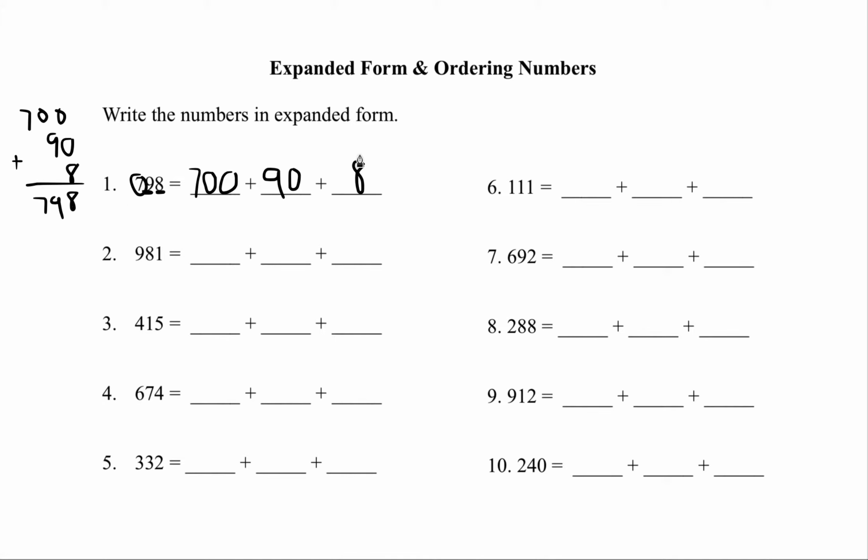Let's do number 3 together. So let's look at the ones value. There's 5 ones, so we're going to put 5 here. 1 ten. 1 ten's value, so we're going to just put 10. And there's 4 hundreds, so we want to put 400 here. And that's the correct answer to this one.